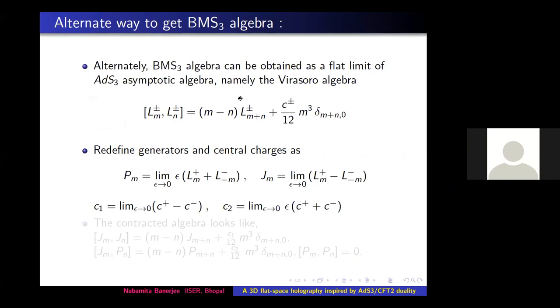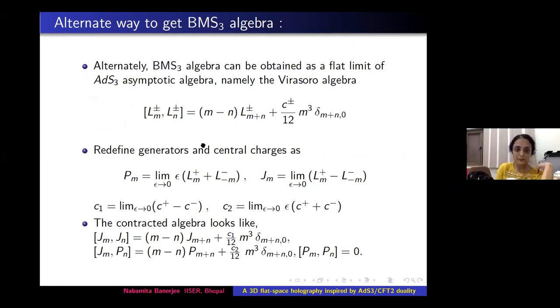Okay. Anyway. So if you do this rescaling and rewrite the algebra in terms of these newly defined generators and these two newly defined parameters, then you actually get this algebra. And you see, this algebra is exactly the completely centrally extended BMS3 algebra, where you also have a central extension for JJ. Okay, you can call this a BMS3 algebra as well.